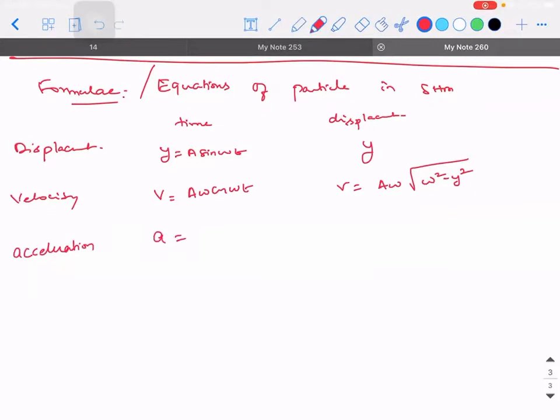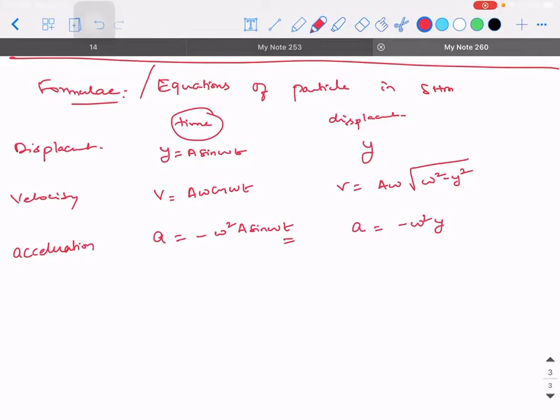You need to differentiate a omega cos omega t. It will be minus omega square into a sine omega t. That is in terms of time, because I want time to be here. Whereas if I write it in terms of displacement, it will be minus omega square y. Am I clear, guys?